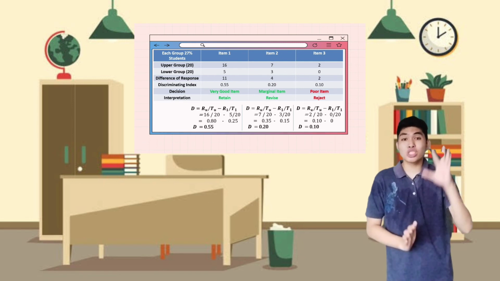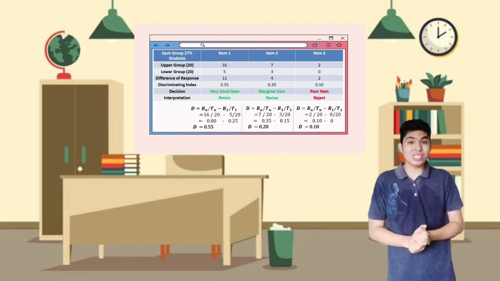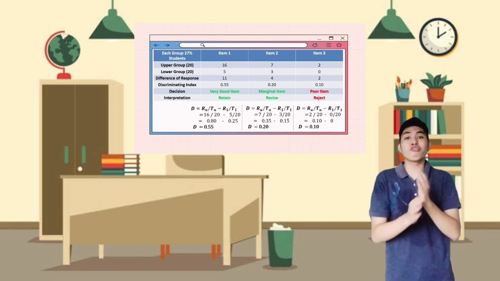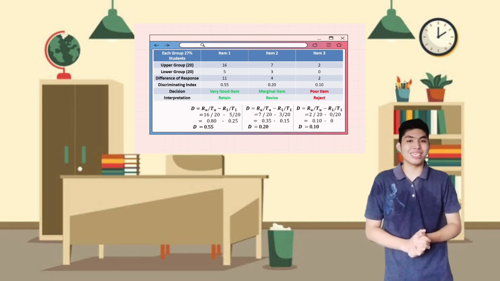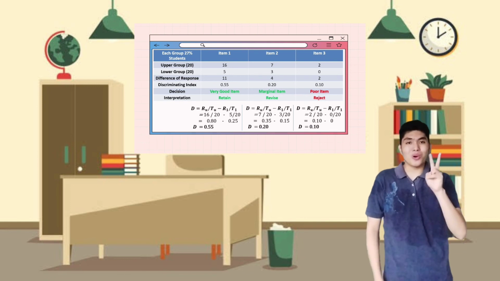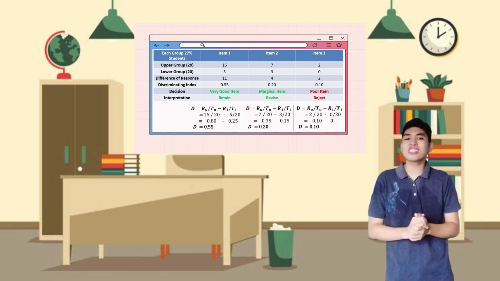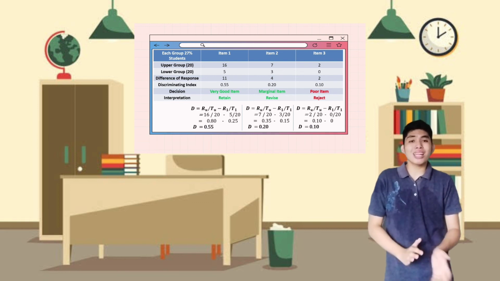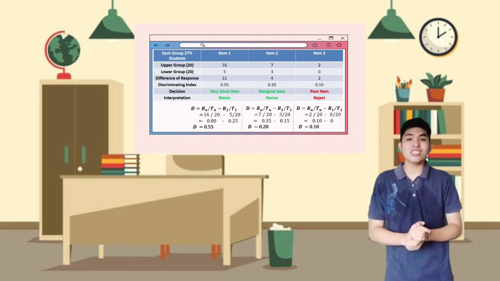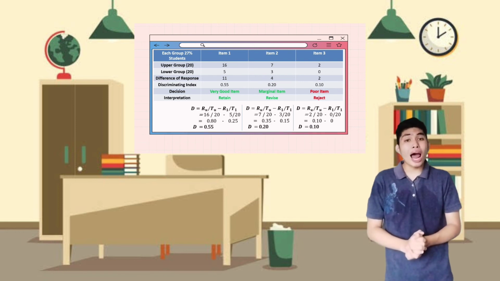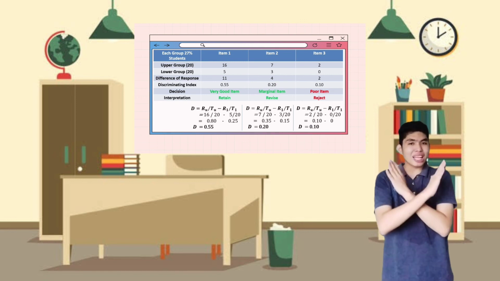For item number 3, 2 out of 20 students from the upper group got the correct answer. Meanwhile, no one from the lower group got the correct answer. So we could tell that the difference of response is just 2. By following the same formula, it resulted in a 0.10 discriminating index. Looking back at the table of guidelines for evaluating the discriminating efficiency of items, we could evaluate that the item is a poor item which should be rejected.